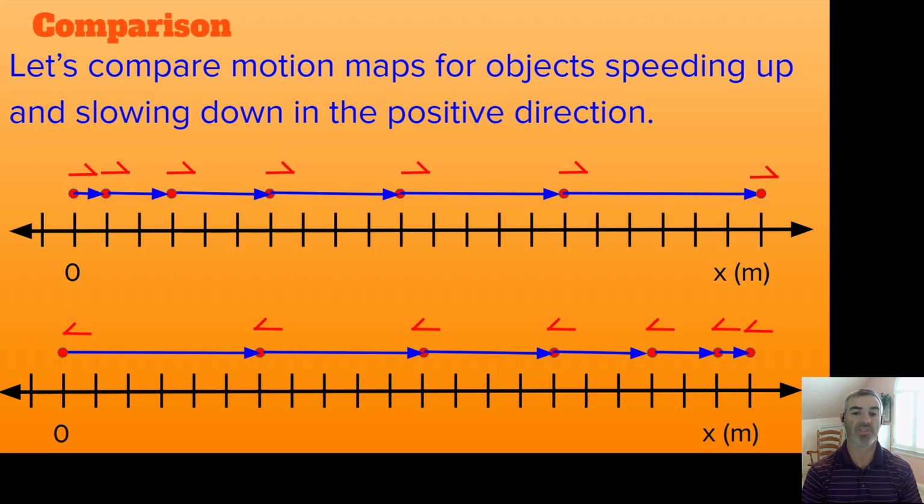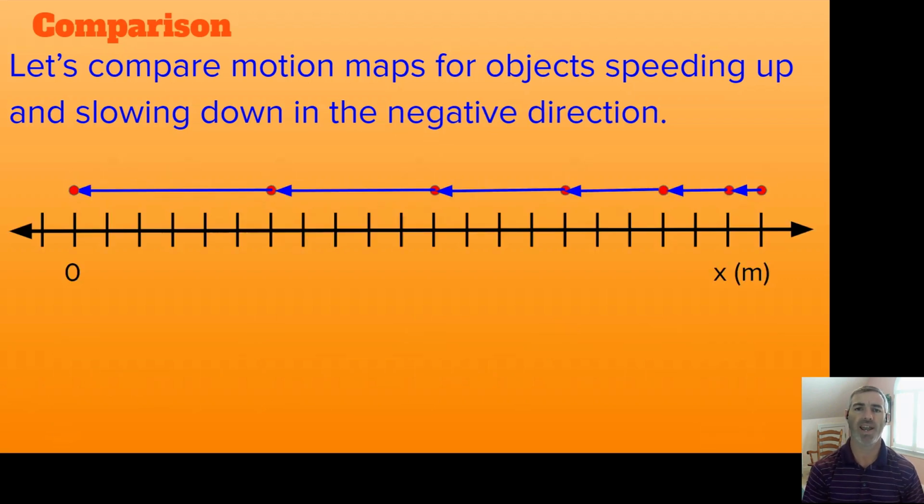So that's how you can represent on a motion map that an object is speeding up or slowing down. If you know it's slowing down, acceleration should point the opposite way of velocity. If you know the object is speeding up, that means that acceleration should point the same direction as velocity. Now what happens when it's moving in the negative direction? So if an object speeds up in the negative direction, the dots get further apart. Well, acceleration vectors point the same direction as velocity, so they're going to point to the left like velocity does. So this shows an acceleration that's negative but means speeding up.